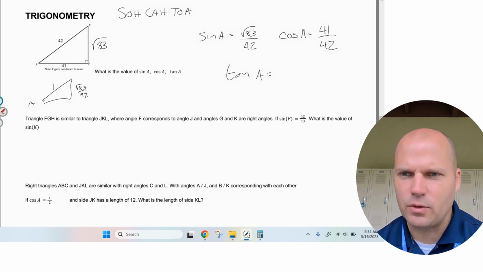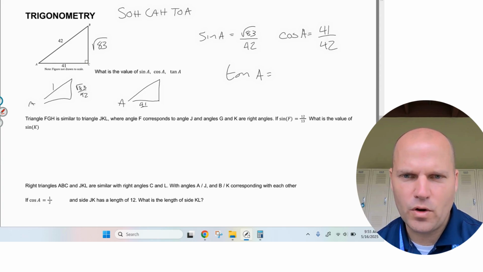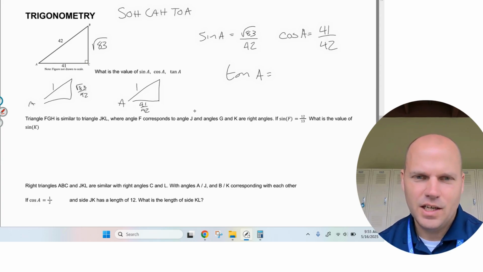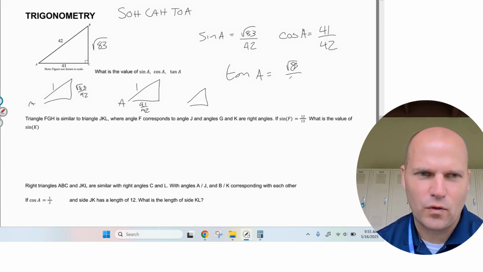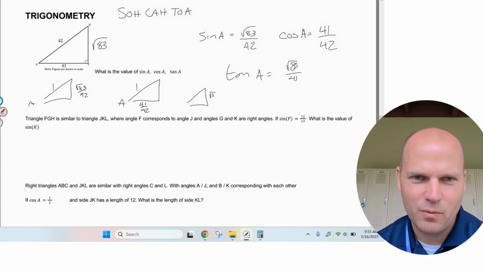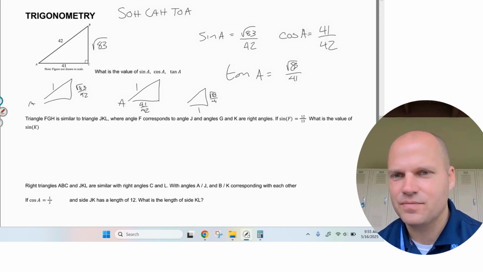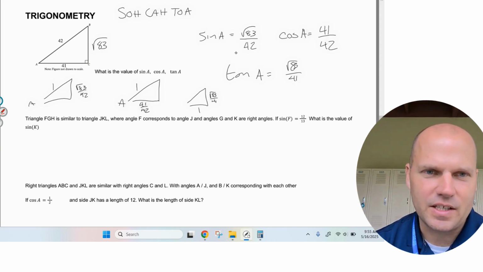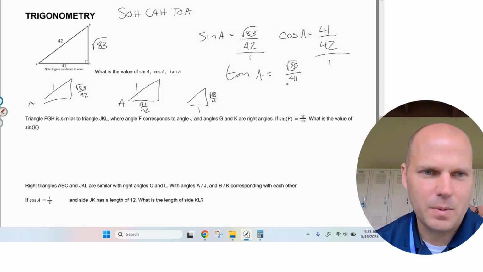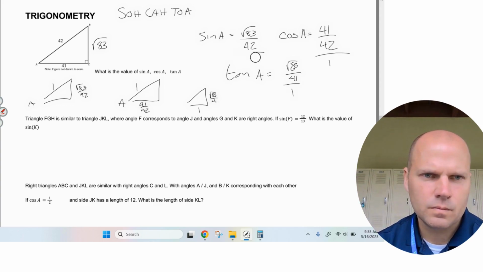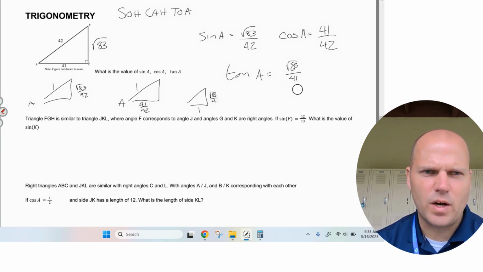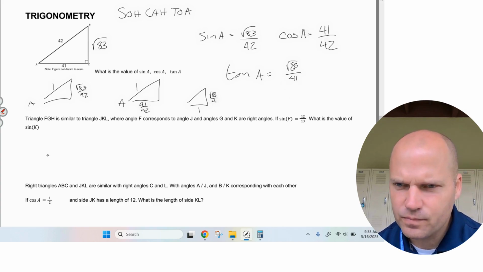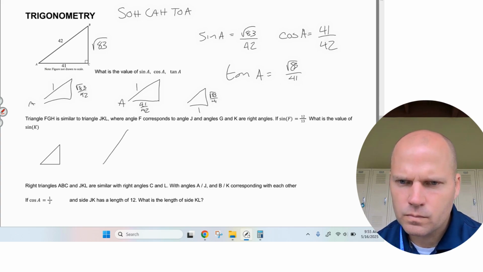That is a possible triangle with A. Another possible triangle with A is 41 over 42 and 1. Another possible triangle with A is root 83 over 41 and 1, but with the 1 being the adjacent. Okay? Because you can always take this and divide it by 1. Cool. And that's what happens when you use your calculator. You'll see that very few questions you'll actually be using your calculator.